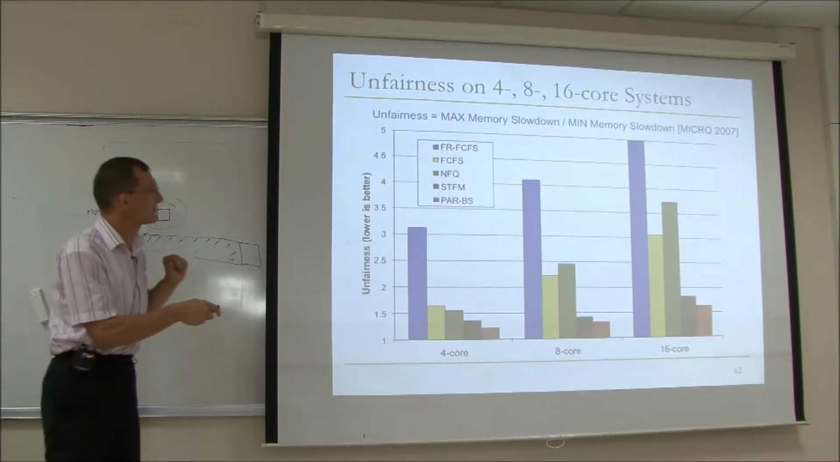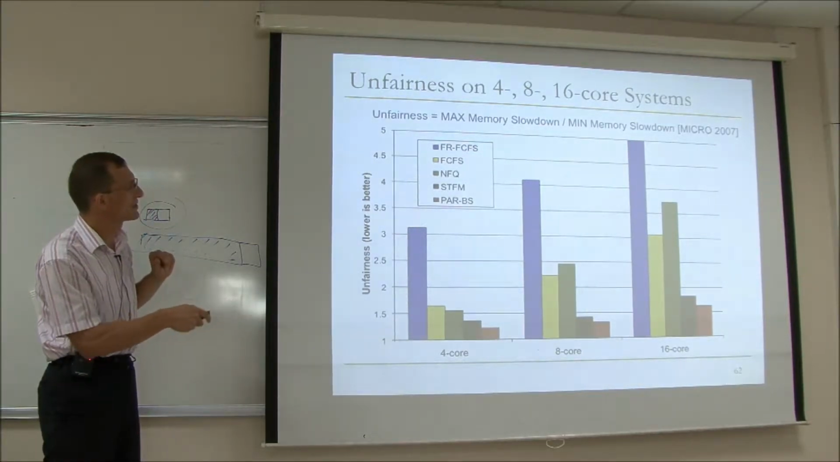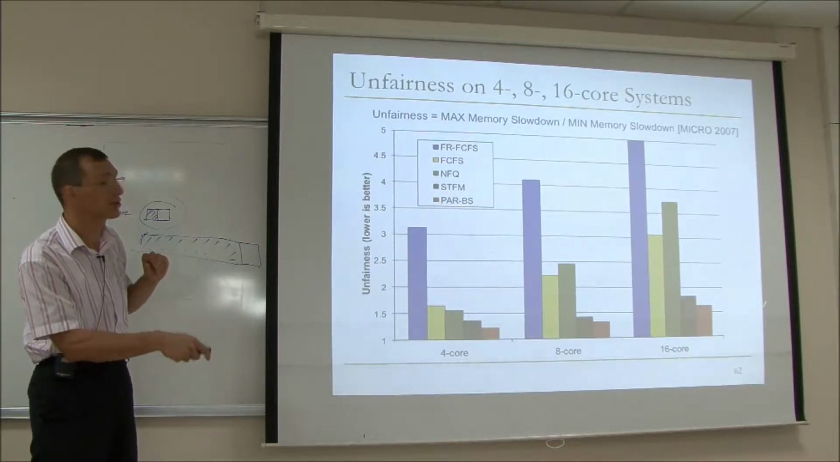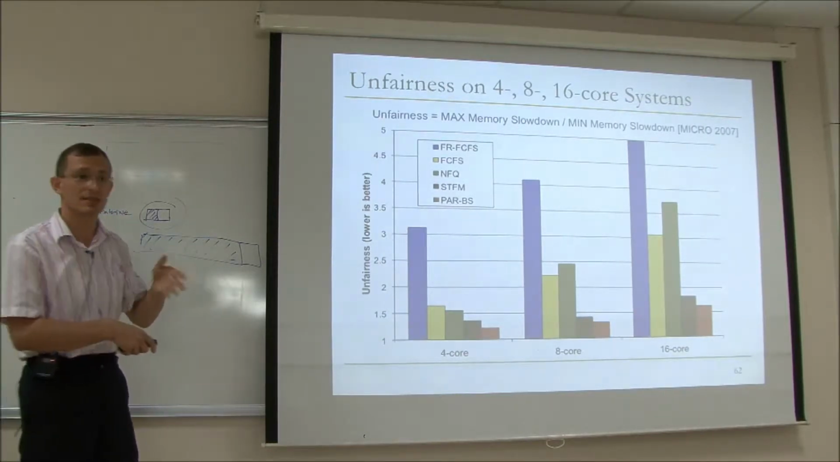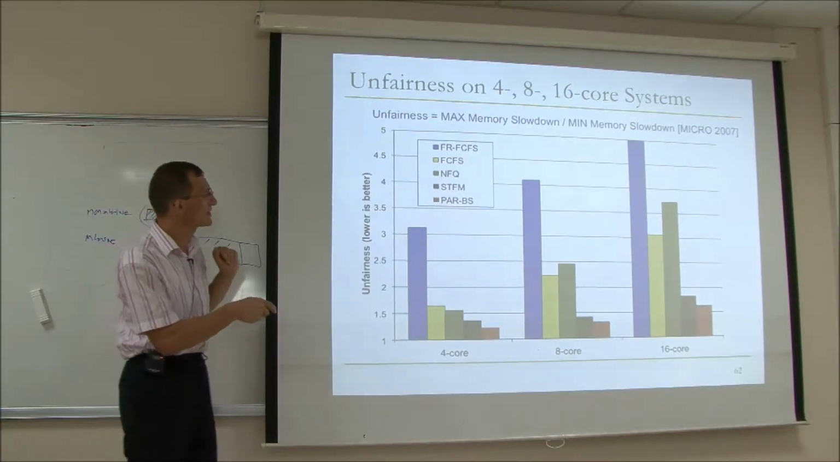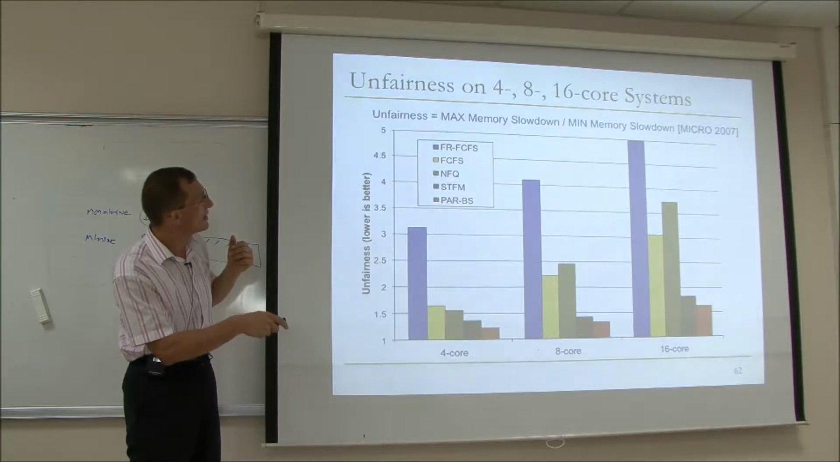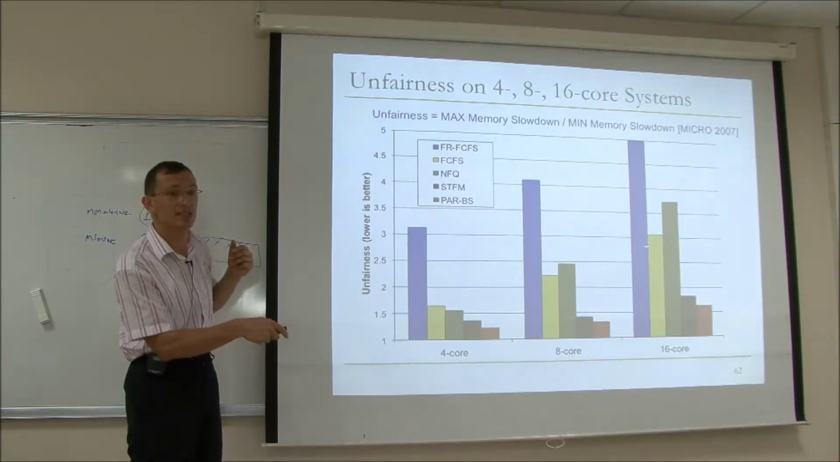And for the baseline scheduler, unfairness is pretty bad. These results are averaged across a very large number of applications, which are described in the paper. Let's take a look at a 16-core system. First come, first serve doesn't solve the problem.